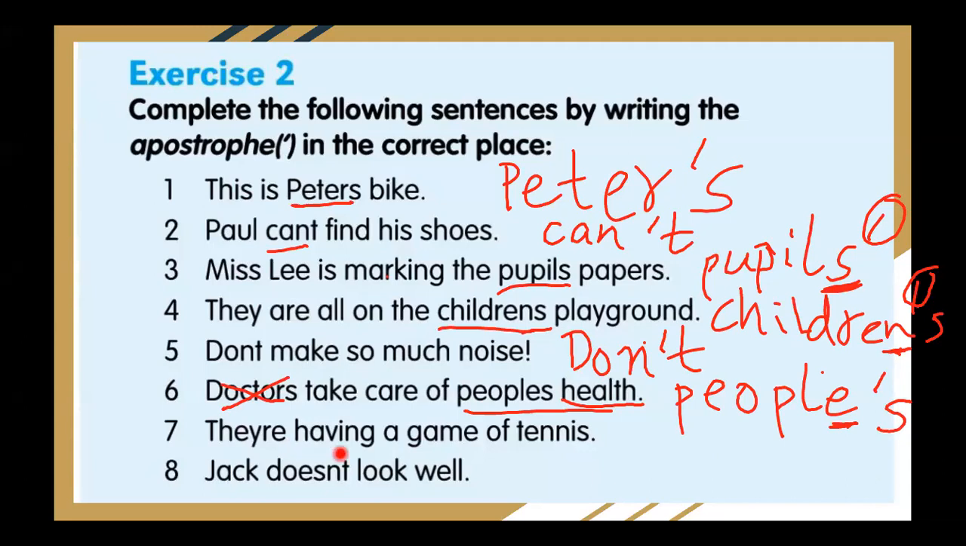Now see, they are having a game of tennis. So here, they apostrophe re. What is the actual word over here? They are. You are omitting the a. Very good. Jack doesn't look well. So what will come over here? Does, N apostrophe T. Very good. Does not becomes doesn't. Jack doesn't look well.